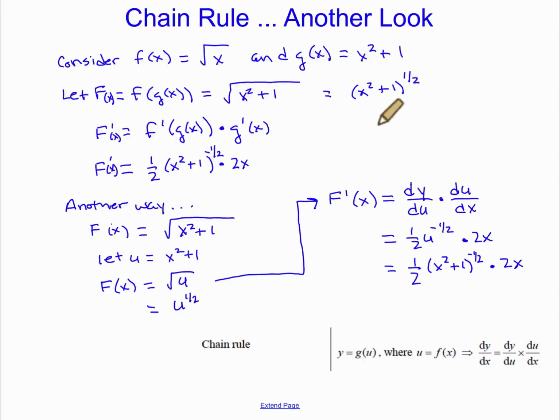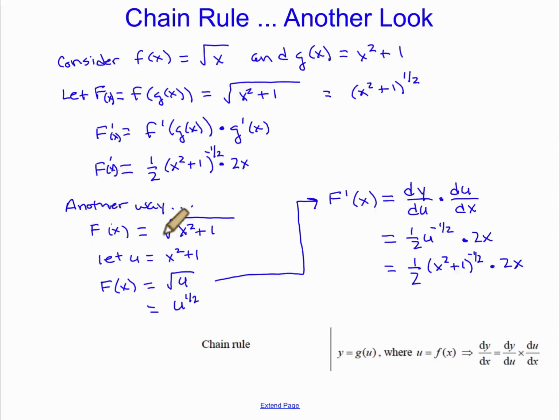So if I take the derivative of cap F of x, well, the derivative of the outside would be the derivative of the composite function times the derivative of the inside part, g of x, okay? And so you differentiate that as normal, and you end up with 1/2 times x squared plus 1 to the negative 1/2 times 2x using the chain rule. All done, okay?